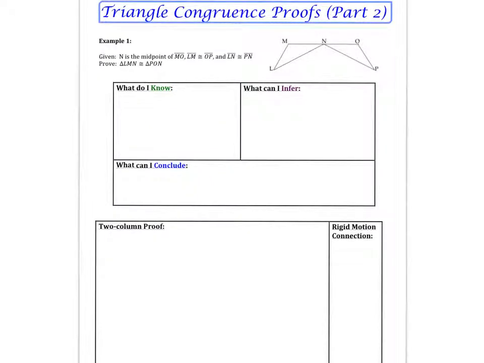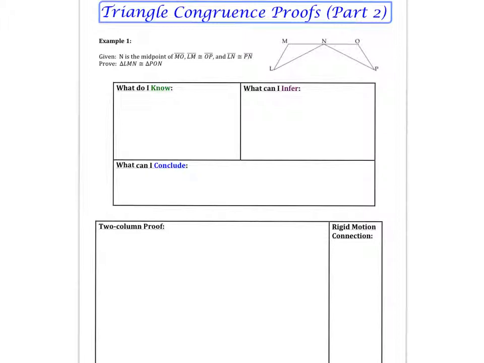Alright guys, so today we're going to move on to the second part of triangle congruence proofs. Yesterday we just went with things that were given outright and what we could infer using our knowledge. Now we're going to build in some definitions. So when I'm given a geometry word, such as in example 1 where it says midpoint, there's something I have to do with that. So we're still going to go through that same process. What do I know? What can I infer? And what can I conclude? And then we're going to make our two-column proof. This isn't a whole lot more. It's just one extra step.